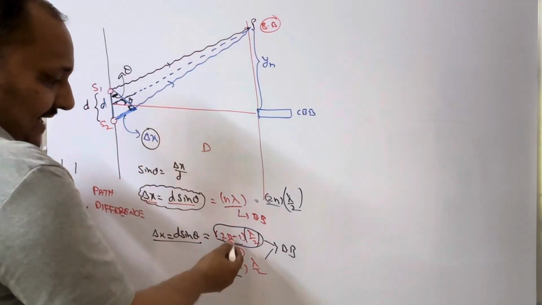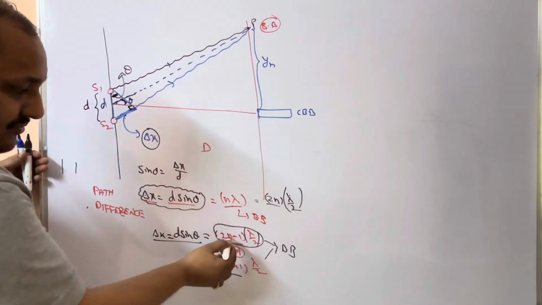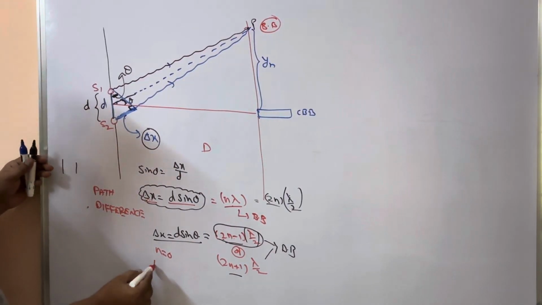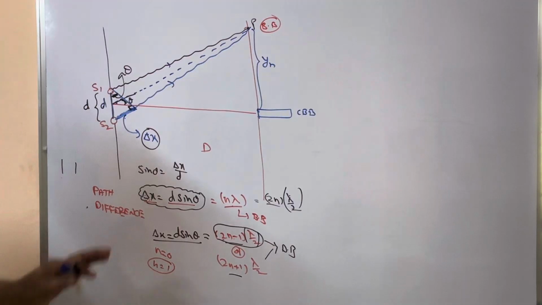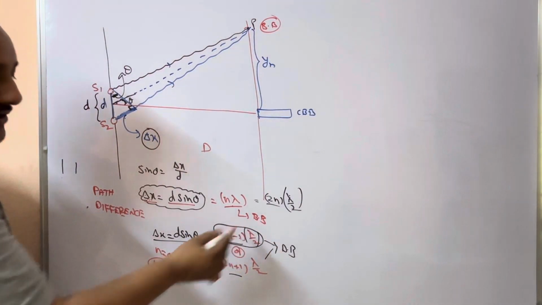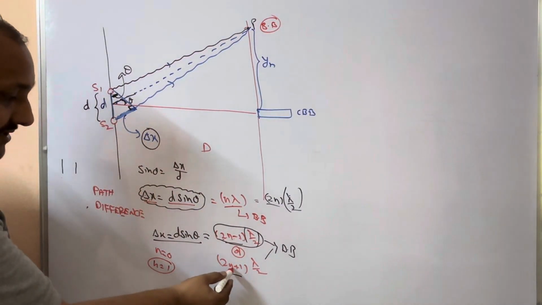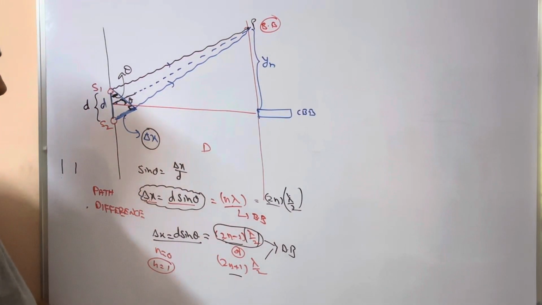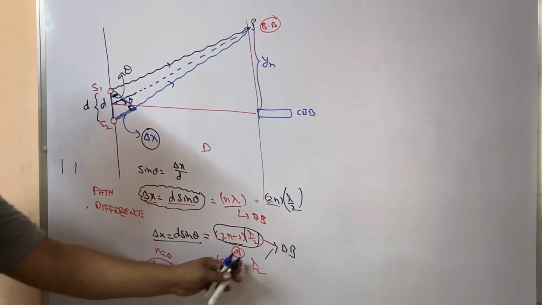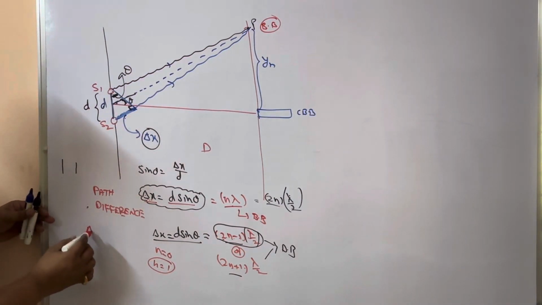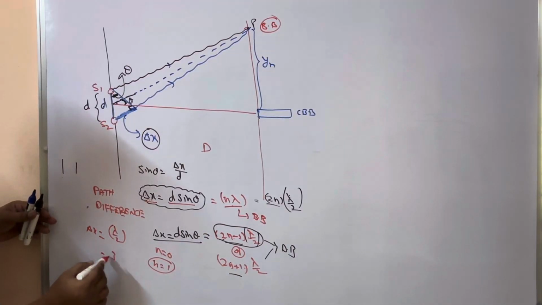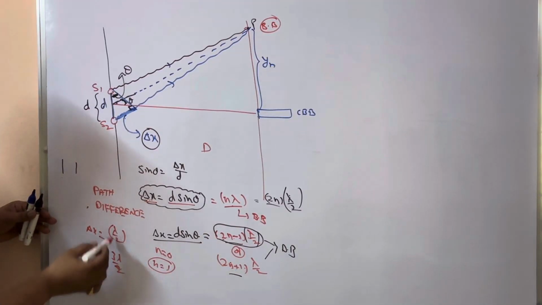Why is 2n minus 1 easier to use? If you take n equal to 1, that means the first dark band. If you substitute 1 here, 2 minus 1, you get lambda by 2. If you substitute n equal to 2 here, 2 plus 1, you get 3 lambda by 2. So for n equal to 1 you should get the same path difference, lambda by 2, in both equations.